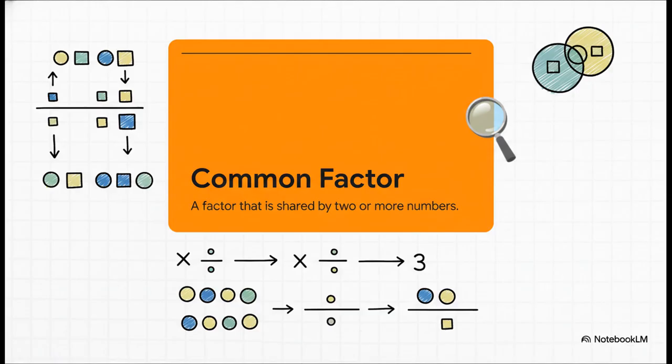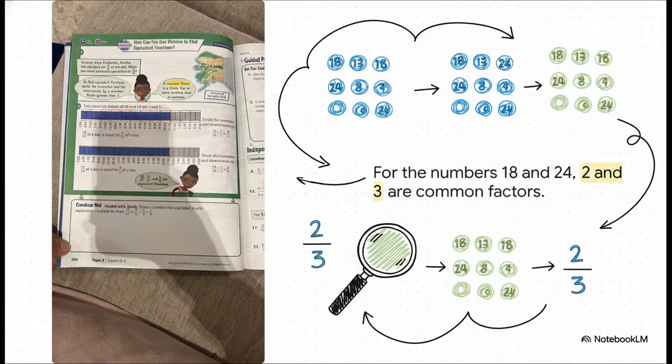It sounds technical, but it's really not. A common factor is just a number that two or more other numbers share. For a fraction, that just means it's a number that can divide evenly into both the top number, the numerator, and the bottom number, the denominator. This chart gives us a really great way to see this. If you look at the numbers 18 and 24, you can see they share some factors. For example, you can divide both 18 and 24 by the number 2. And you can also divide them both by the number 3. So for 18 and 24, both 2 and 3 are common factors. Getting this part down is the key.